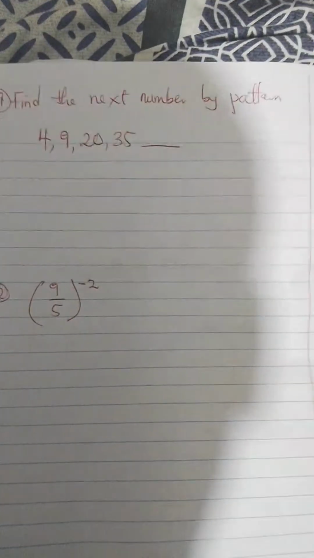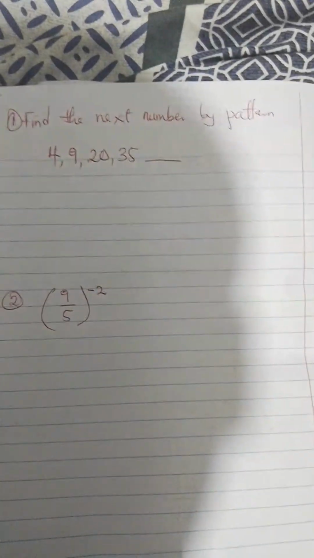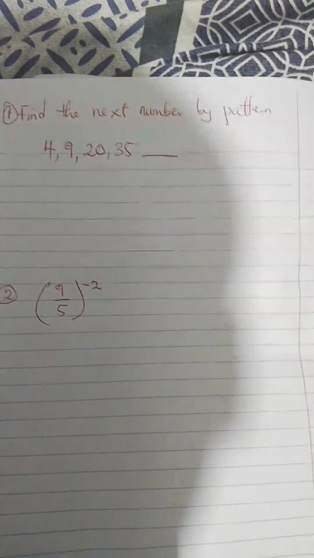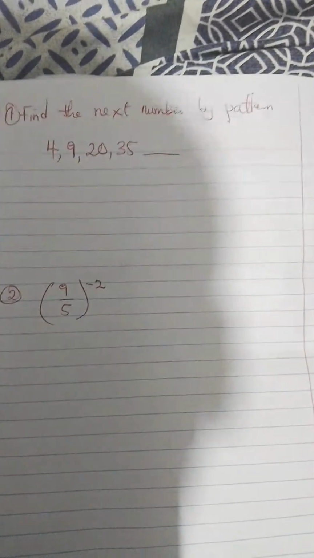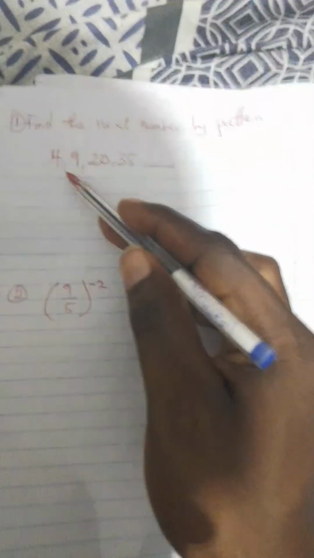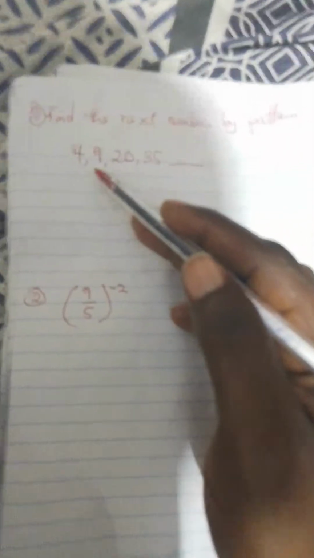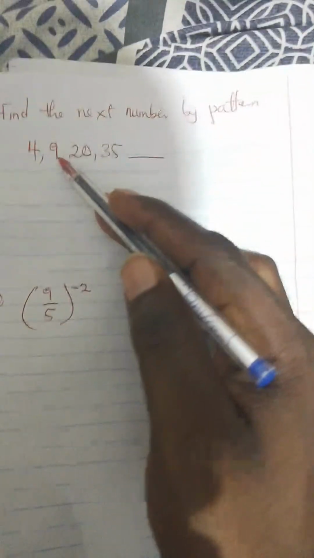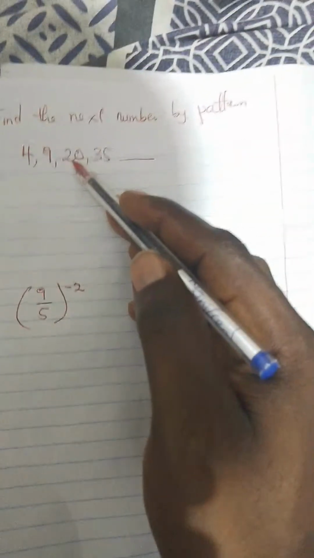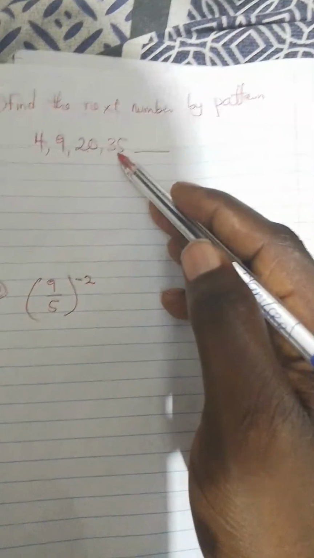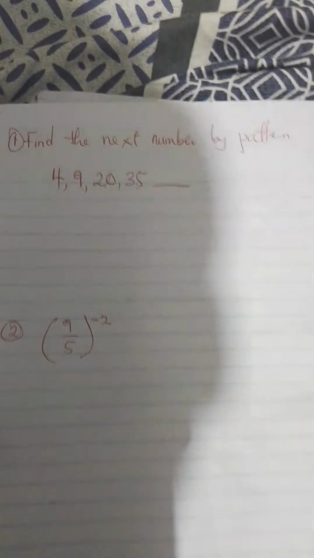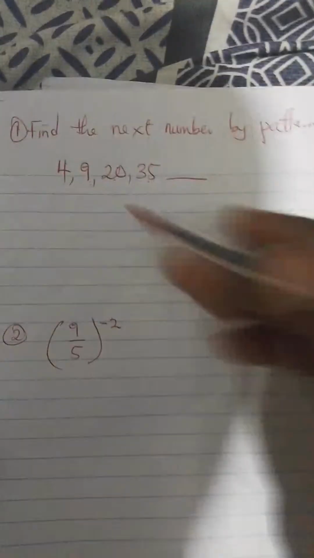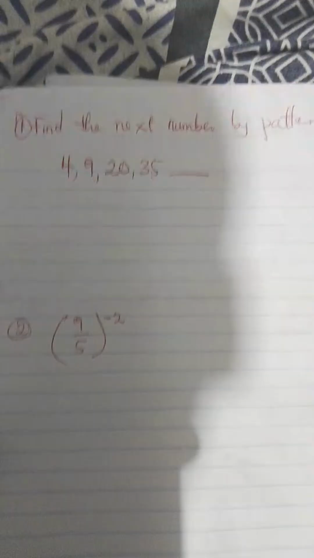Now, let's say that you have this number pattern. Find the next number by pattern. Here, you find the difference. That's 4 to 9 is 5, and 9 to this is 11, and then 20 to 35 is 15. But the difference will not work. Or you go by multiplication. Multiplication will not work.